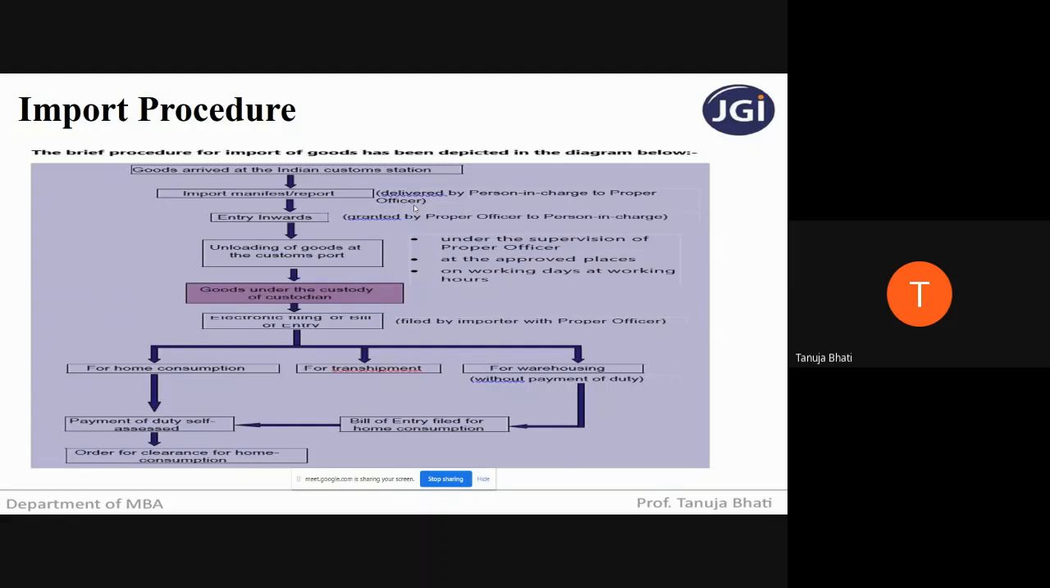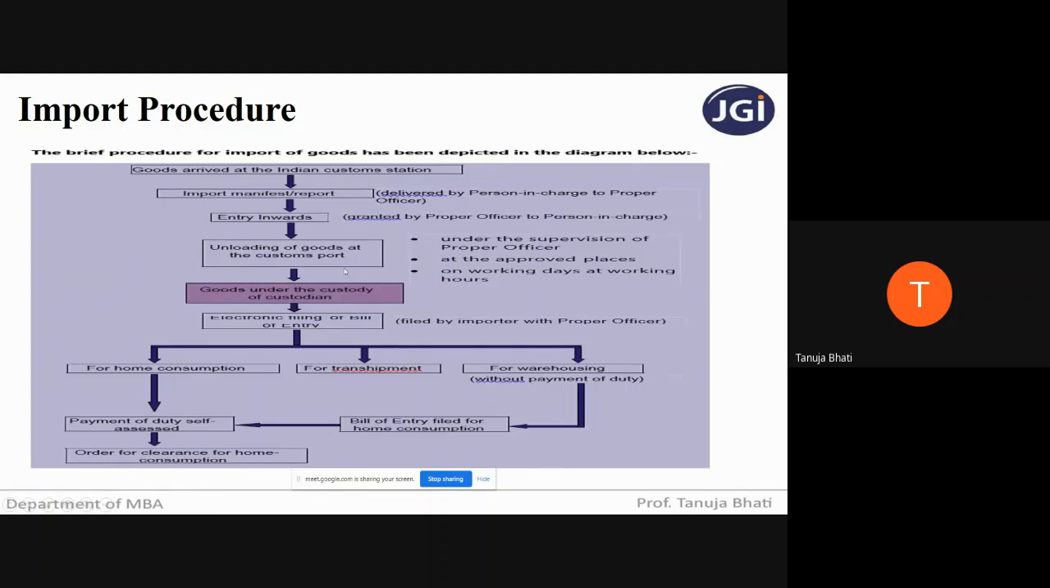Only when entry inward is granted by the proper officer, then only are the goods in the vehicles, or maybe in the aircraft or the vessel, allowed to be unloaded. So a green signal is given by the proper officer to the person in charge. Then, after the entry inward is granted, only then does unloading of goods happen at the custom port.